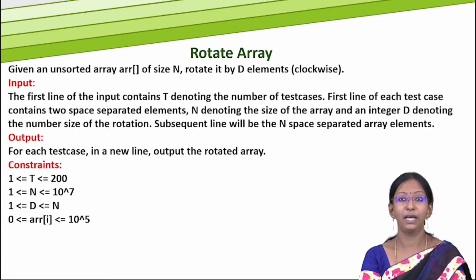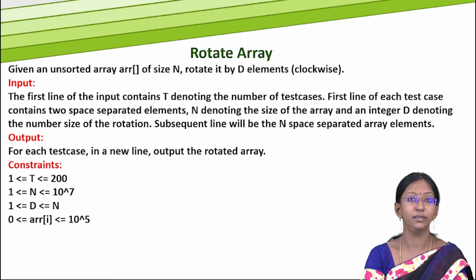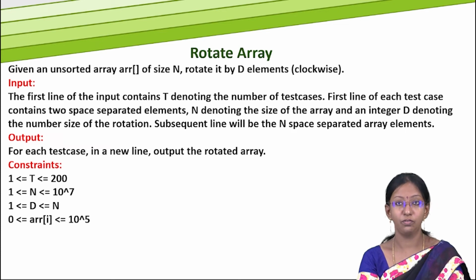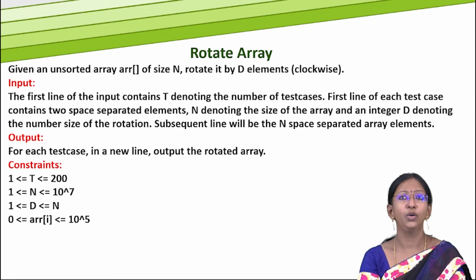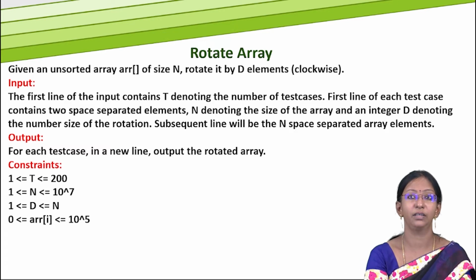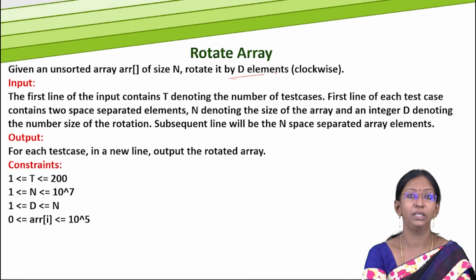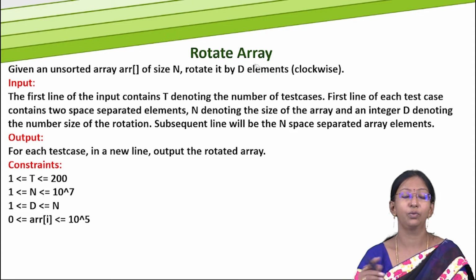Very simple and straightforward question where the question goes like this. So you are given an unsorted array of size n or a list of size n. You have to rotate the given d elements in clockwise direction. You have to pick them and append them, right? So only d elements. So the code goes on.